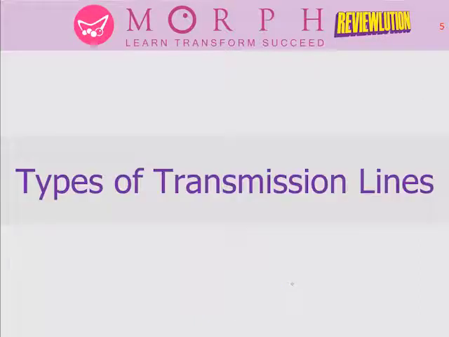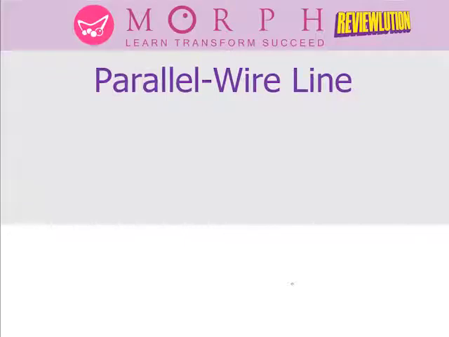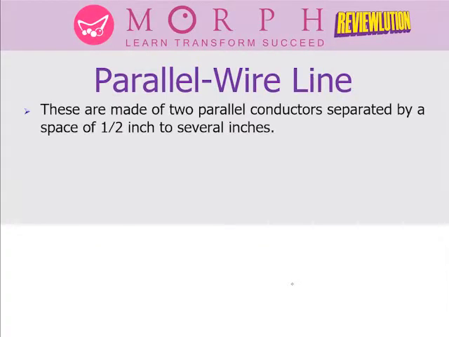Okay, so now let's begin with the types of transmission lines. We will discuss 3 types. Yung pinaka-major types of transmission lines, the parallel wire, coaxial lines, at saka twisted pairs. So parallel lines, from the word parallel, it means dalawang wire ito na magkatabi sa bawat isa. So these are made of 2 parallel conductors separated by at least mga 1/2 inch to 7 inches depende sa uri ng wire mo. So aside from that, meron siyang mga popular na uri. So kagaya ng open wire at saka yung twin lead.